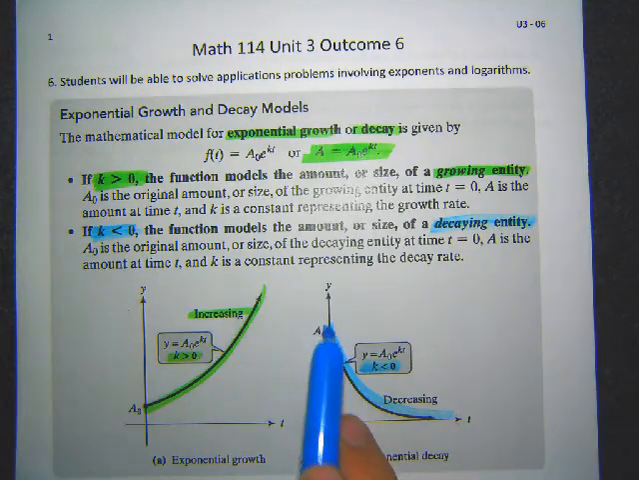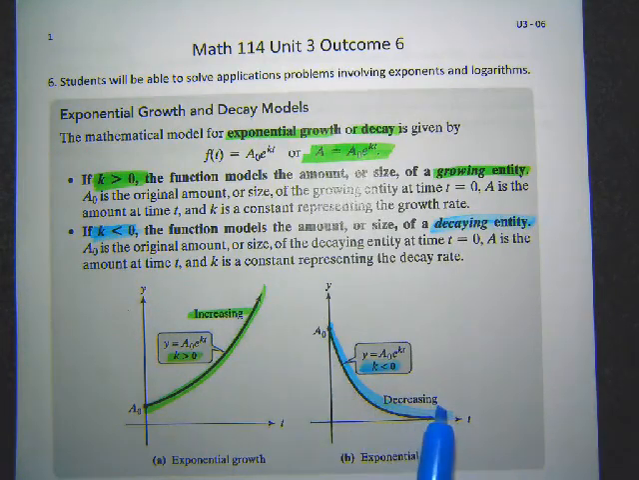It'll start off decreasing quickly, but over time it'll actually level off and it'll stick around for a long time because at the bottom it kind of levels off. Versus the growth, where it starts off not growing very quickly, but over time it grows faster and faster and faster.